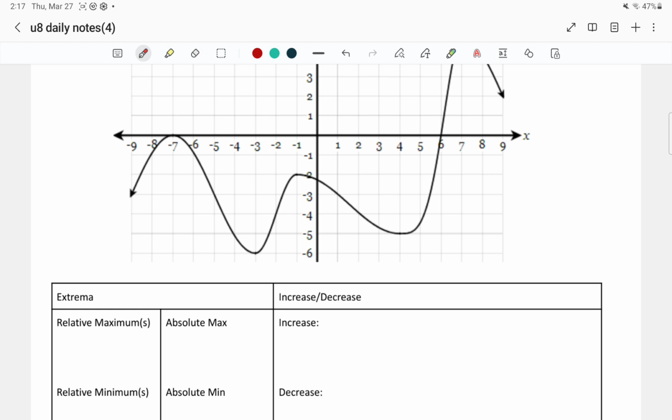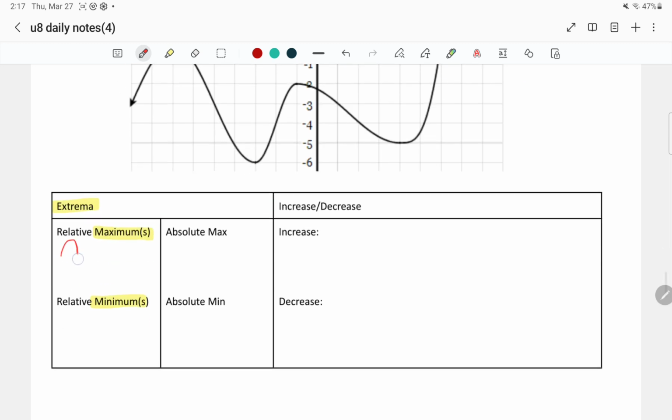So let's talk about extrema. Extrema is a really fancy word for maximums and minimums. And maximums and minimums are when you have a hill or a valley. Okay, so you can have more than one on a graph.